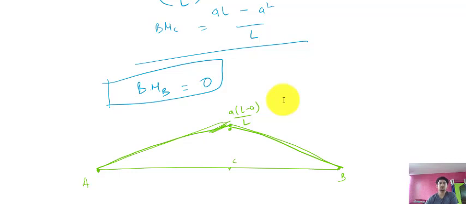So this is how you need to draw the influence line diagram for the shear force and bending moment. I hope these points are clear and you guys are getting this concept.